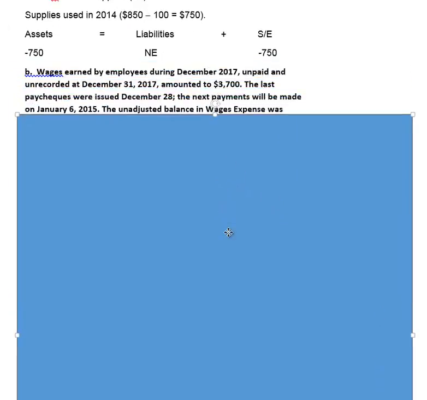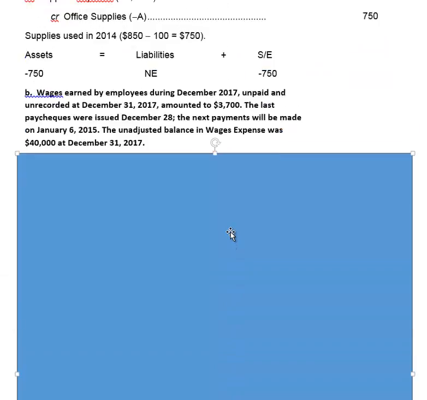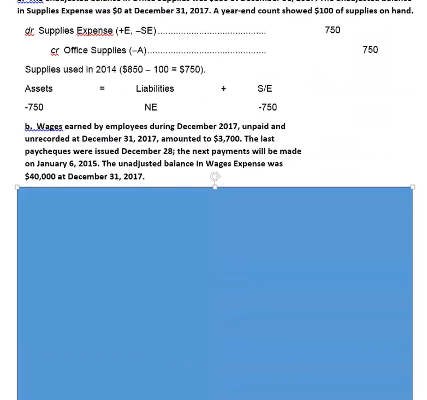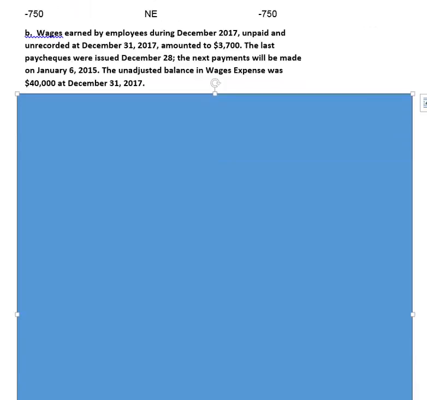Now let's look at the second example. It says here that we have wages earned by employees during 2017 that are not paid, and they're not recorded yet at the end of December 2017, and that's $3,700. The last paychecks were issued on December the 28th, and they're not going to pay them until January 6th, 2018.